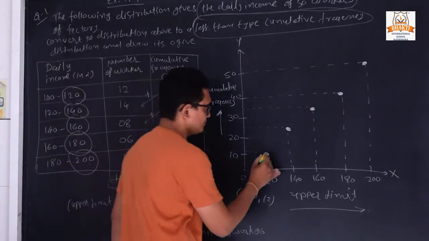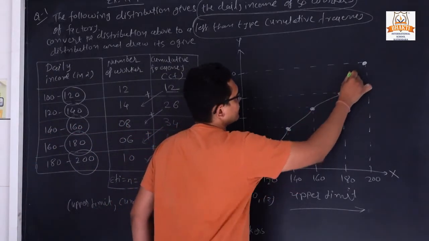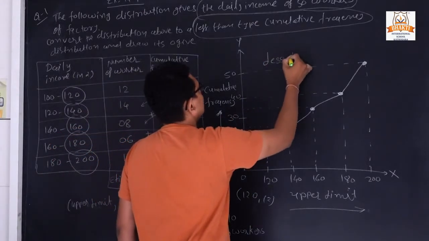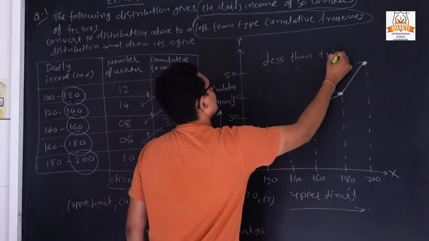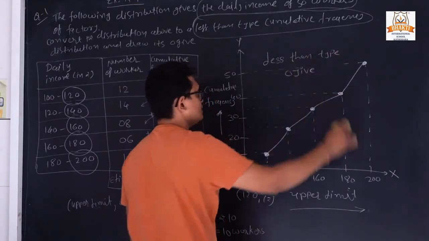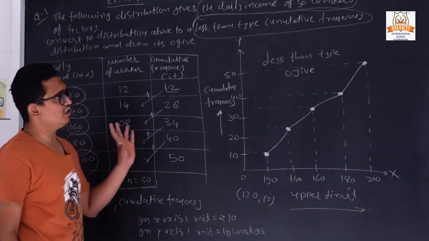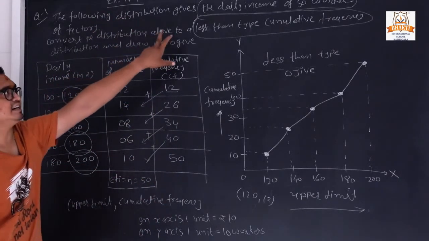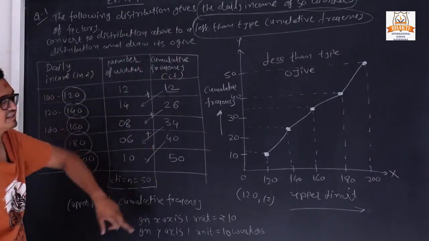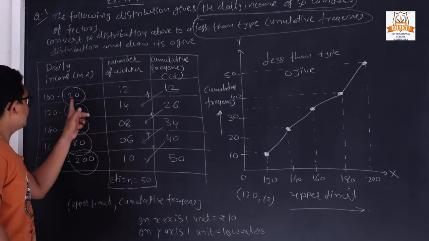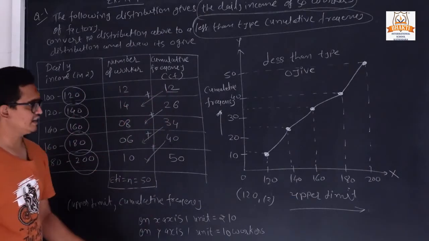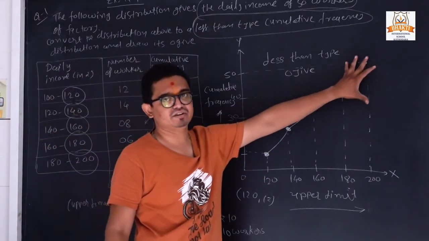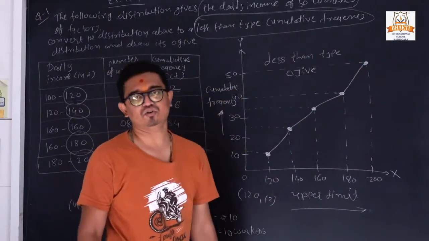Now join all the points. Which kind of graph is it called? Less than type ogive. Clear? So it is called less than type of ogive. In question 1 they are asking for the less than type of ogive. First of all we need to find the CF. From CF we take the upper limit versus CF. So we get all the coordinates and then we join all the points. So we get the less than type of ogive.